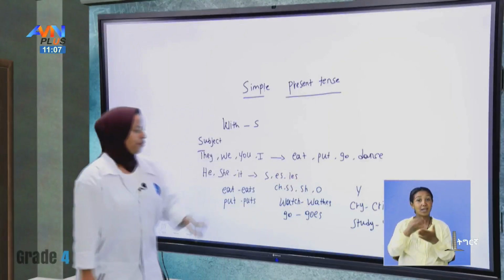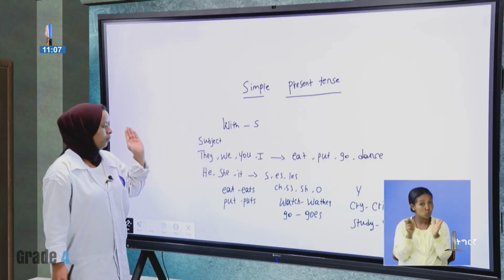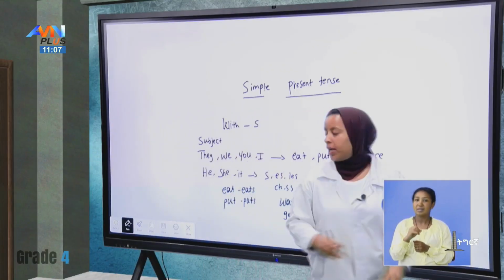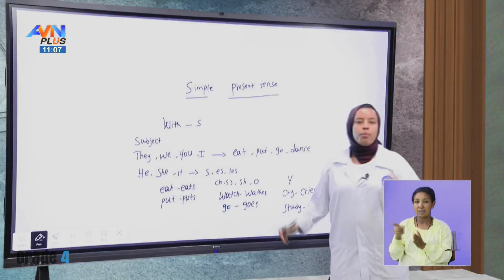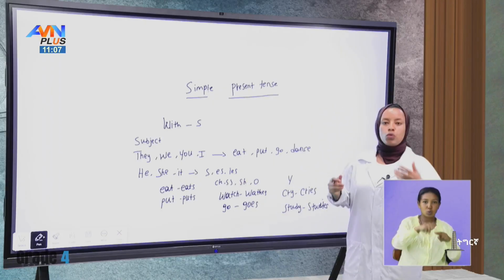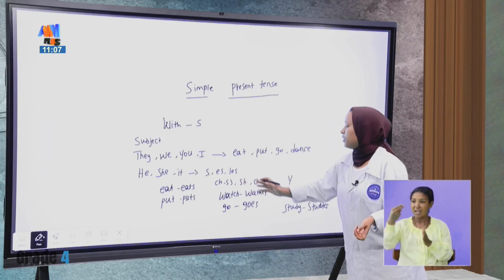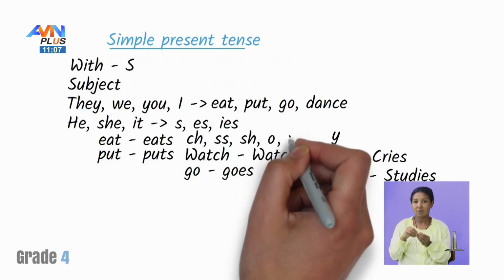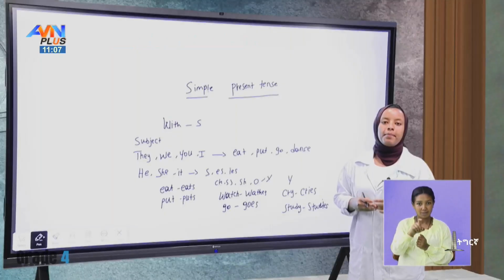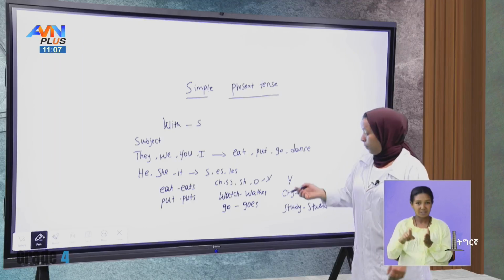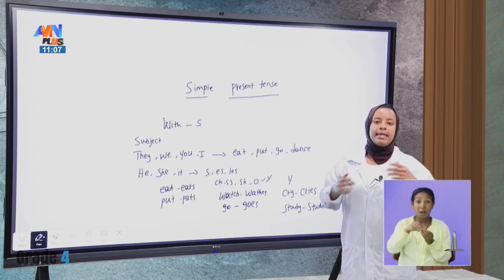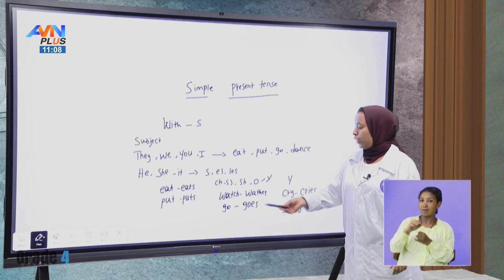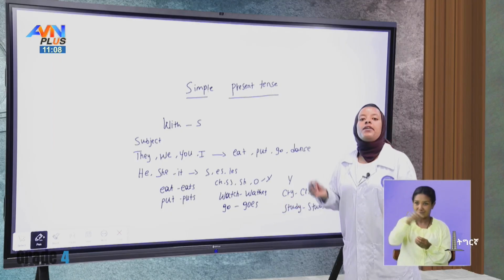Here are three rules for verbs ending with some consonant, like eat. Here is the example: eats, puts. The next rule is for verbs ending with ch, ss, sh, and o, and also x. For example, fix, fixes. We can add easily what? Es. Here, students: watch, watches. Go, goes.